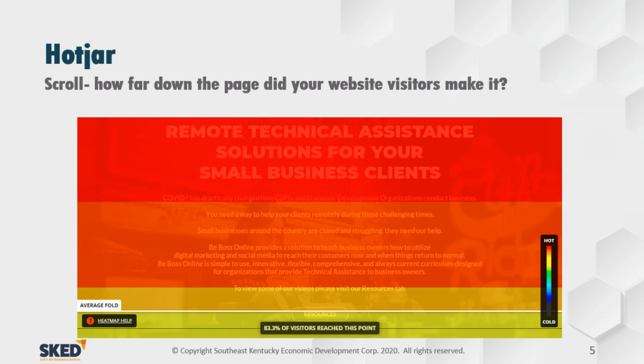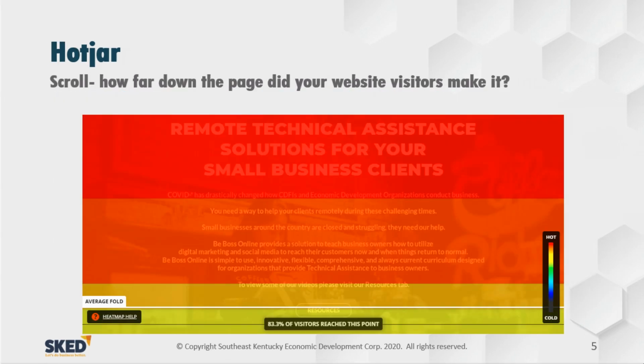And then my favorite one, this tells you where you need to have your information on your page. So this is scroll data. It's how far down the page did your website visitors make it. So in the previous slide, I showed you this is the top part of our website. I scrolled down a little bit, and you can see that right under the bold text there is where 100% of people make it to. So 100% of our visitors see at least that much when they go to our website.